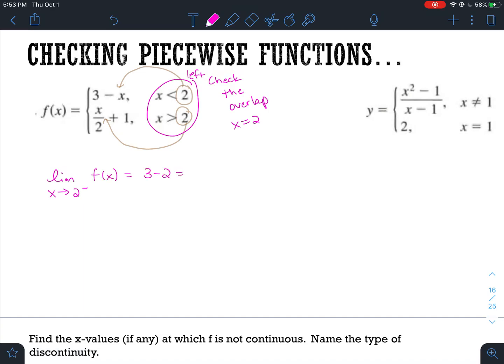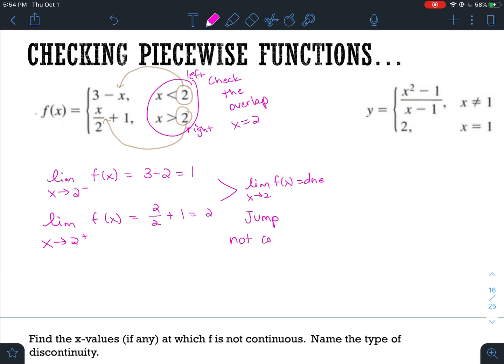So if I plug 2 in, I would get 3 minus 2 is 1. And then I need to see what's happening on 2 from the right. So 2 from the right, I'm going to use the bottom function because those are on the right-hand side of 2. And if I plug 2 into that, I get 2. So notice those two limits are different. So the limit as x goes to 2 of f of x does not exist. And if the limit doesn't exist, then it's not continuous. And remember, if those two limits are different, it's a jump. So the function is not continuous at x equals 2.